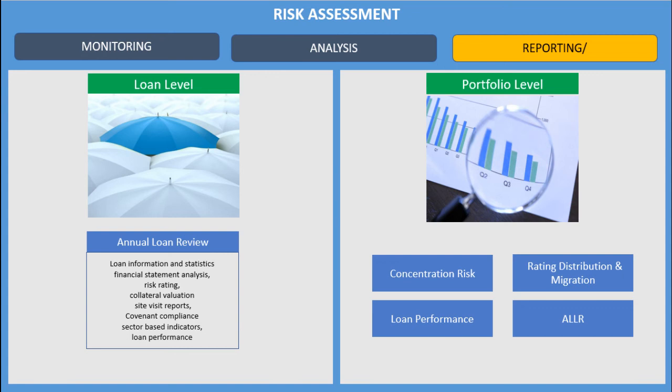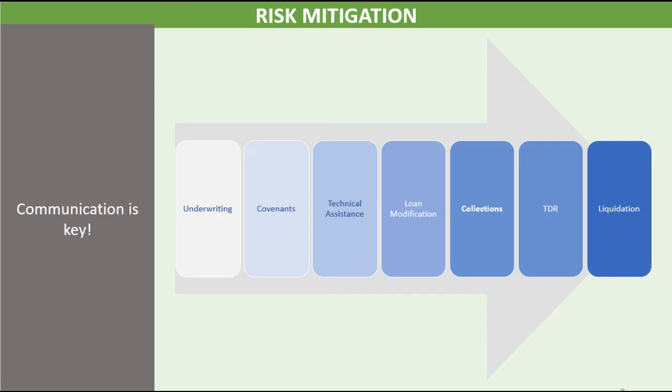At portfolio level, common reports are concentration risk by industry and or geography, rating distribution and migration, loan performance including modifications, troubled debt restructuring, delinquency, and charge-off. Historical incidence and loss severity are typically used in allowance for loan loss reserve modeling.